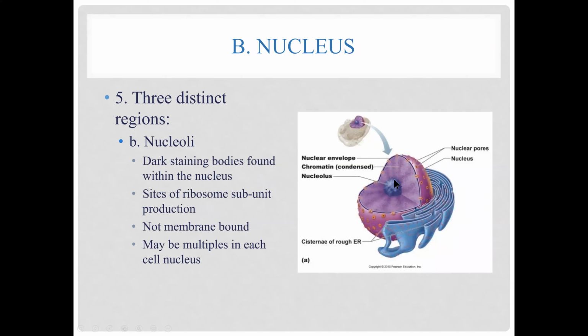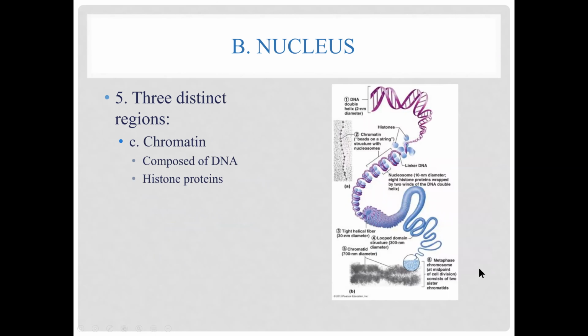We have nucleoli. They're dark staining. They are where the ribosomes are made, not membrane bound, can be multiple in each nucleus. Okay. We have the genetic material, which is wrapped up like this. This is the DNA. It then has histone proteins that wrap it up, and eventually it forms chromosomes. Okay. So the chromatin is composed of DNA and histone proteins.